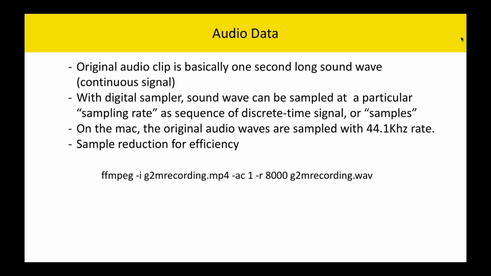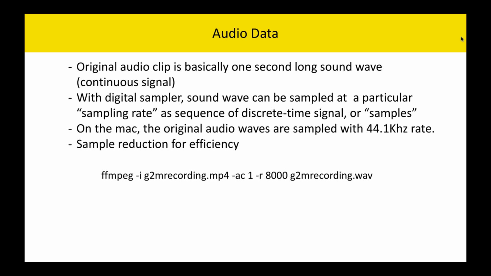Audio data. What is audio data, really? The original audio clip is basically a 1 second long sound wave. The so-called sound wave is a continuous, analog signal, but with a computer, the sound wave is digitalized. This is done through a digital sampler. With that, the sound wave can be sampled at a particular sampling rate, and the result is a sequence of discrete time signals. This is what we call samples.